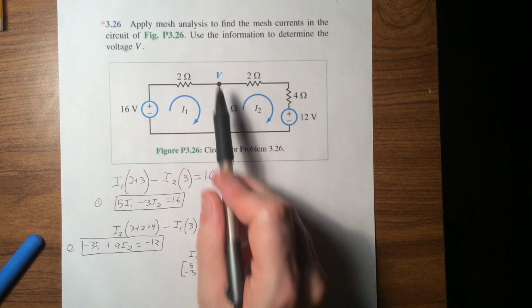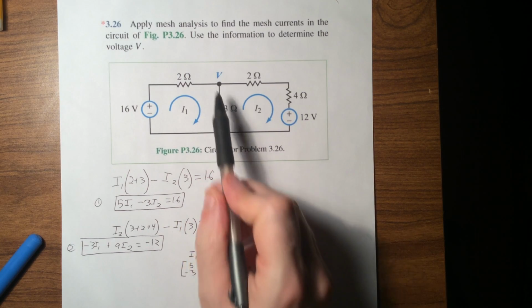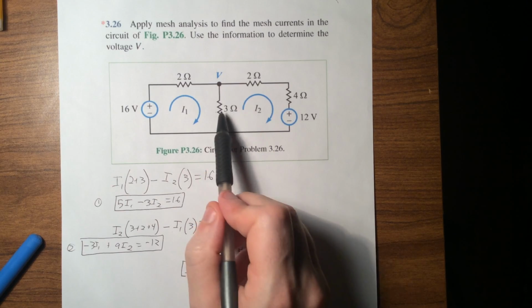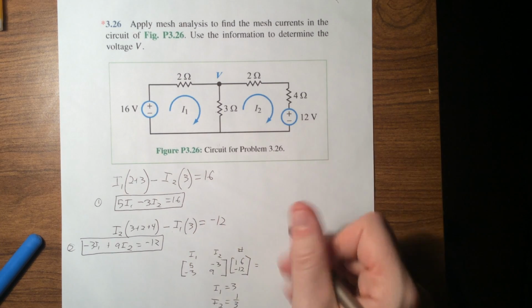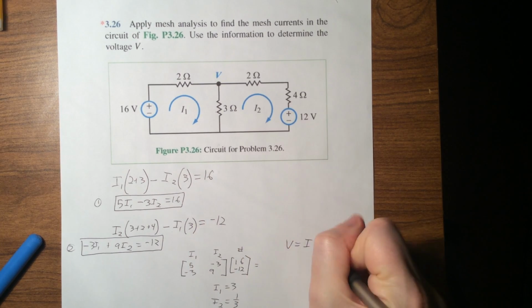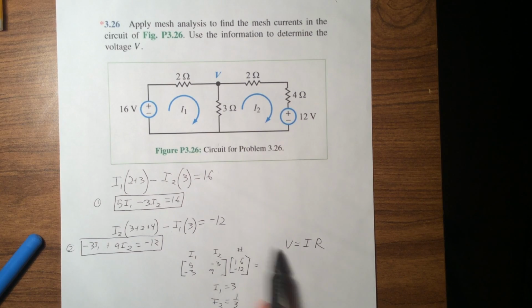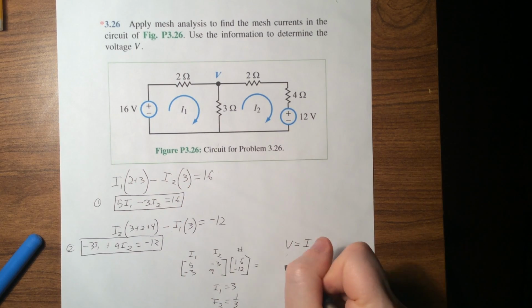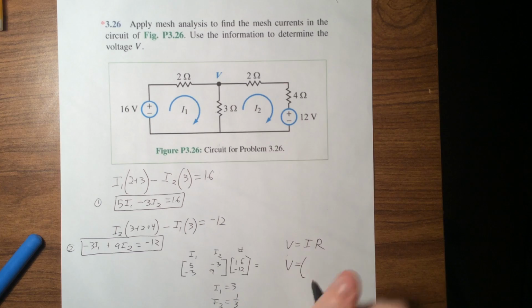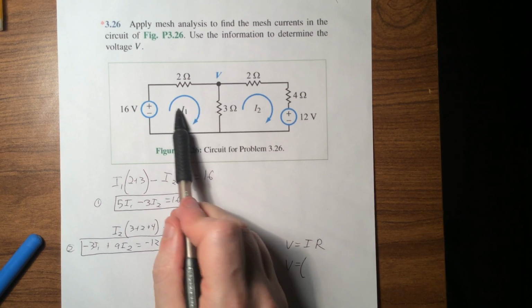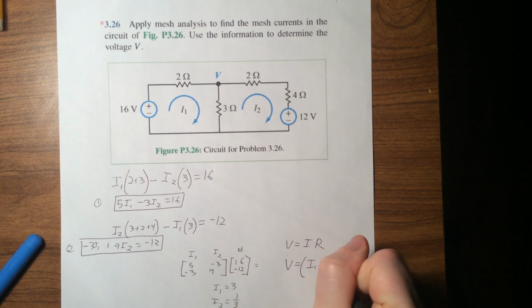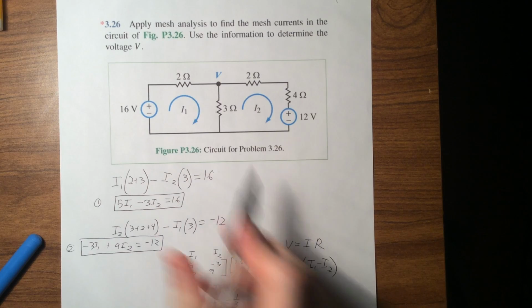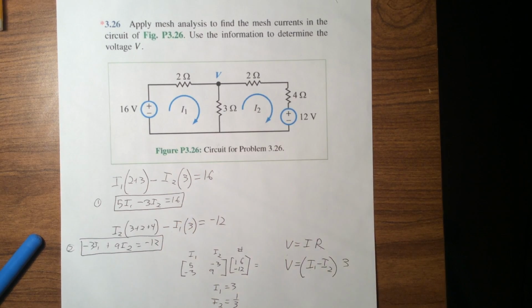The difference between this and this, what is preventing us from getting to here? We have this resistor, and we have a current in this direction and a current in this direction. So we can use our normal V equals IR equation. This is the V we're trying to solve for. So V equals, and now what are our currents? Well, our current is I1 minus I2. I1 minus I2. And then the resistor in between that they share is 3.